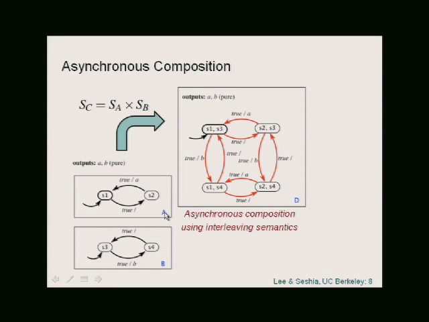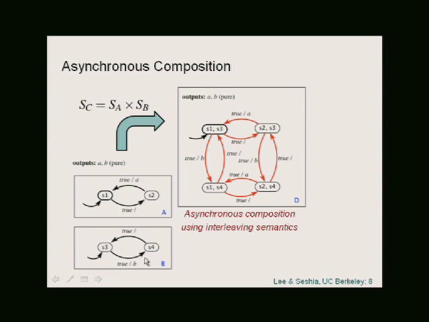The other possibility is that the environment chose B to fire first. So B made a transition from S3 to S4, and A was still in state S1. And so the label on this edge is going to be the label on the edge for B. So this transition is always enabled, and the output action is the action from B.